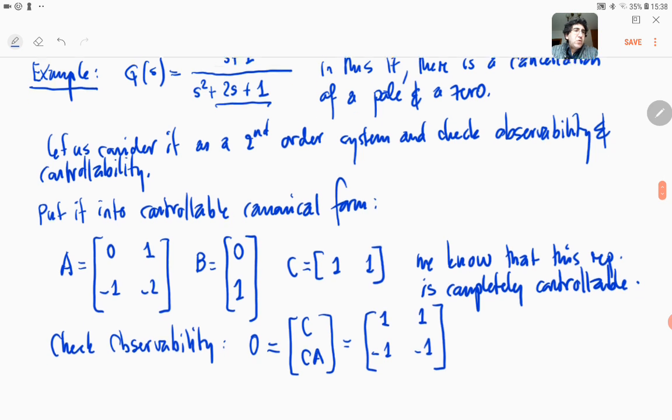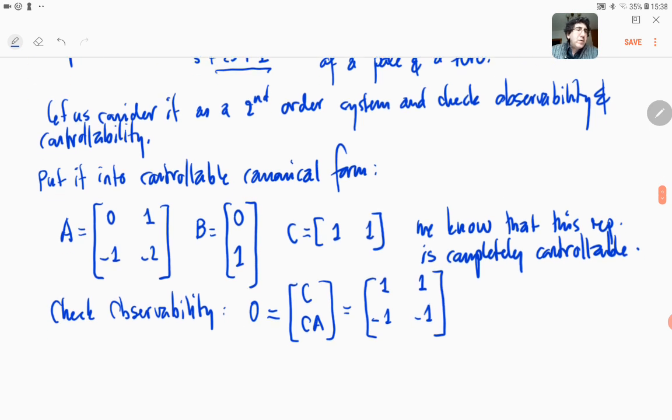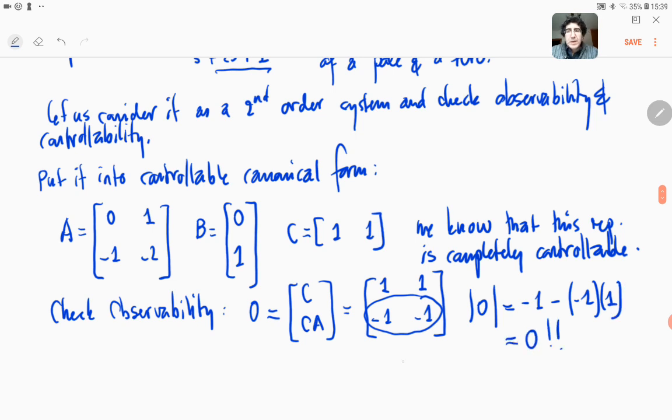Okay, so if you take a look at O, there is actually linear dependence between the rows. The second row is actually a constant times the first row. So if I calculate the determinant of O, it's going to turn out to be 0, right? 1 times -1, minus -1 times 1. So that is equal to 0. Not completely observable.